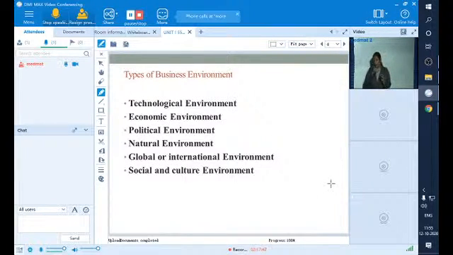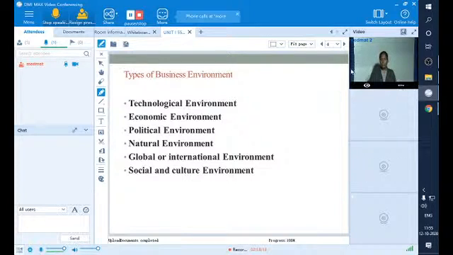Next one, we are going to see the types of the business environment. What are all the types of a business environment? Technological environment, economic environment, political environment, natural environment, global or international environment, social and cultural environment. Totally, we have 6 types of business environment. We are going to see each and every type in detail.